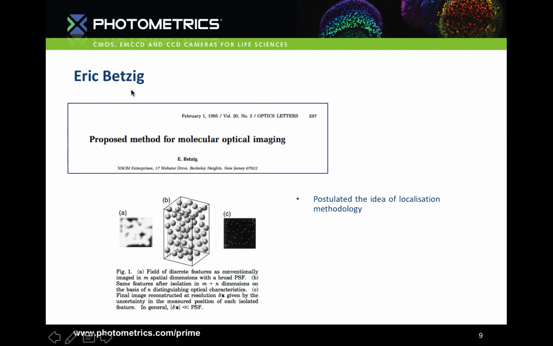So the first person I want to talk about who led us there is Eric Betzig. In 1995, he published a theoretical paper on the idea of using population-based localization methodologies. He suggested that if you have a group of fluorophores, like we see here in B, and you could turn the fluorophores on and off individually, then you could reduce all the fluorophores to single spots over time.